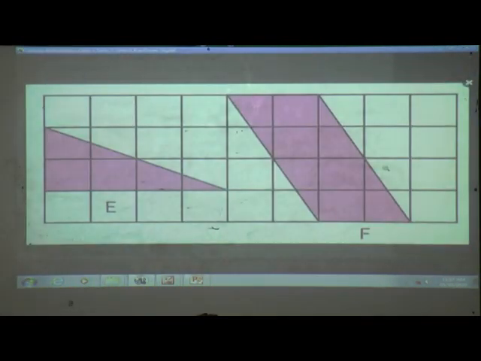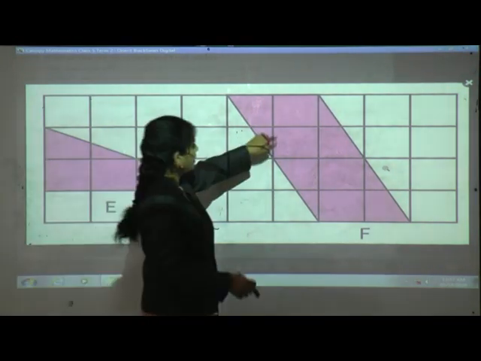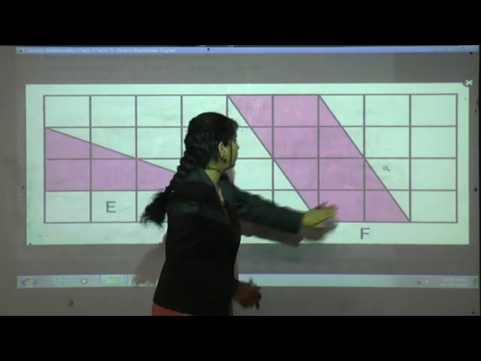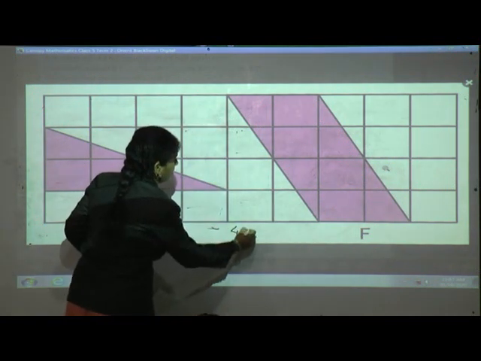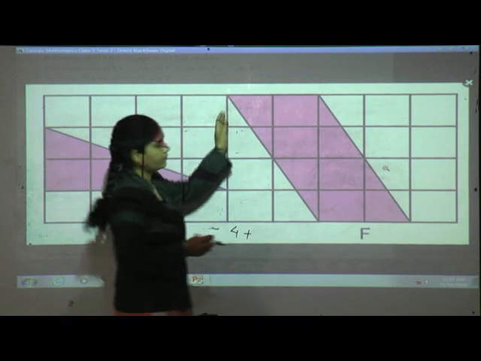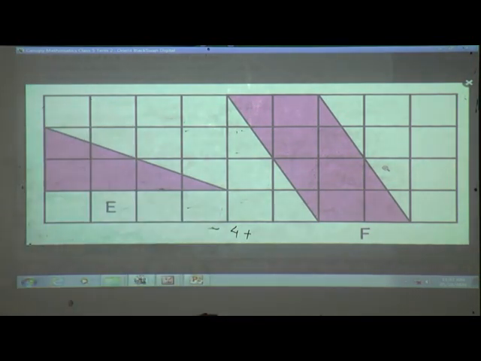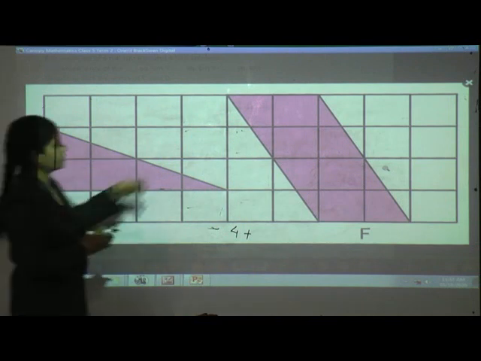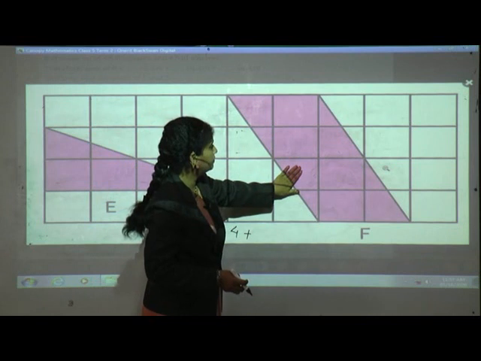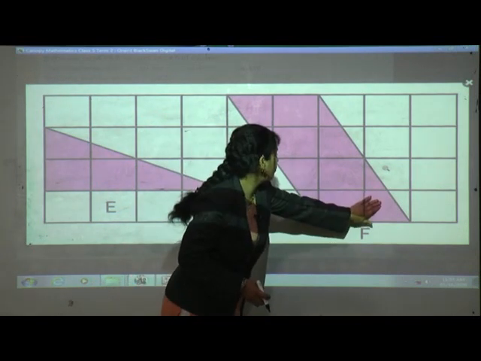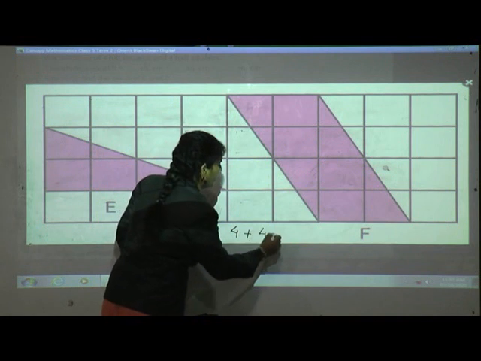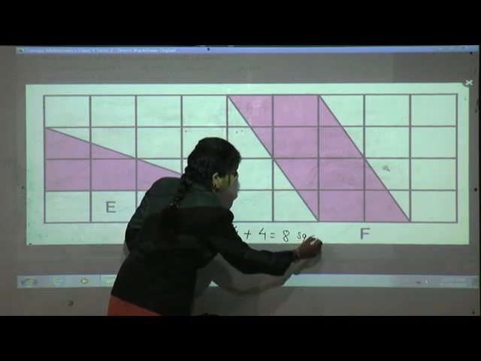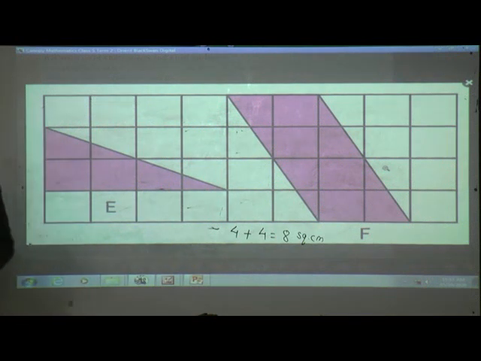Now, for F, area of F is equal to, how many full squares are here? 1, 2, 3, 4. 4. And how many halves are there? Take them as full squares, the half squares also. 1, 2, 3, 4. So, area of F is equal to 8 square centimeter. In this way, you have to solve the questions and answers.